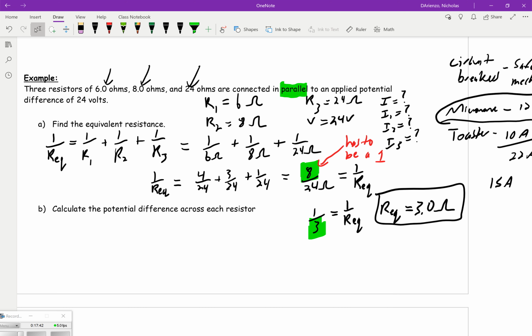Calculate the potential difference across each resistor. Well, we know that the voltage from the source is 24 volts, and we know that in a parallel circuit, the potential difference is the same at every branch of the circuit. So the 24 volts will remain the same.